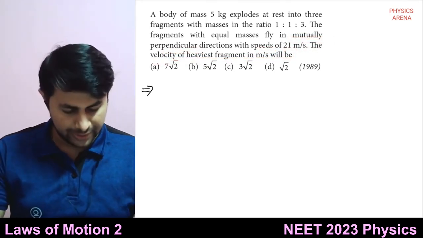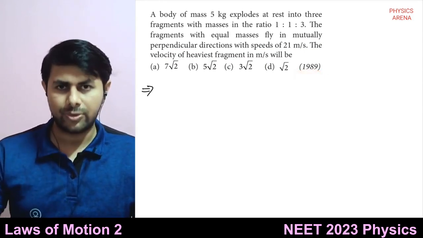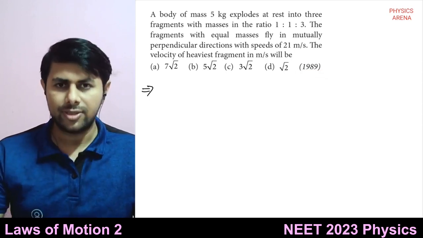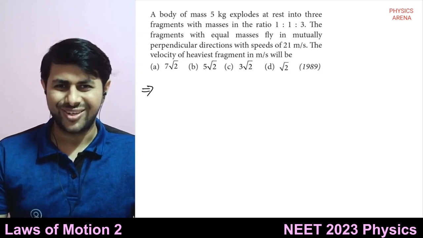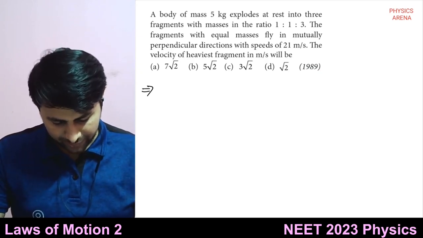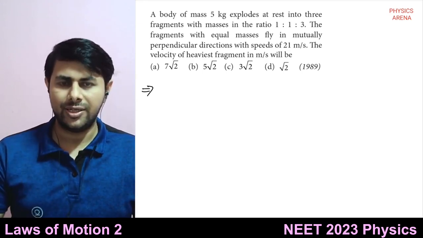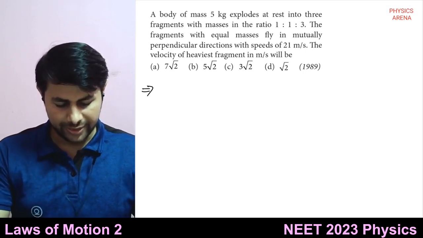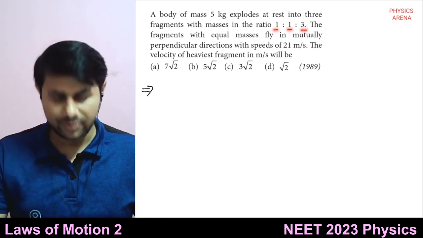So this is from 1989. But this question has been repeated, that's why I have taken this question. It has been repeated 2, 3, 4 times. So we'll see that. We have a 5 kg mass, which was initially at rest, and it explodes into 3 masses. The ratio of those masses is 1:1:3.